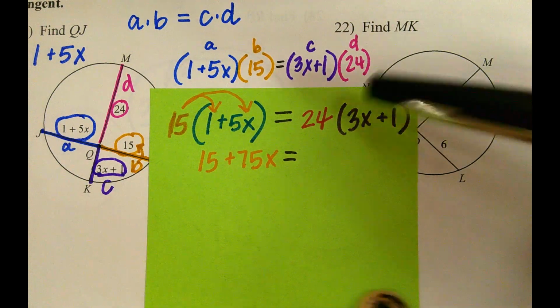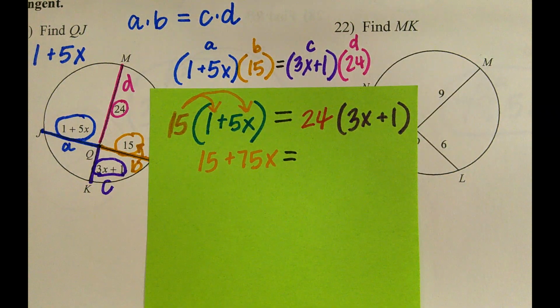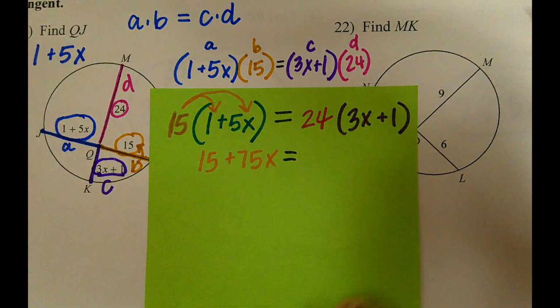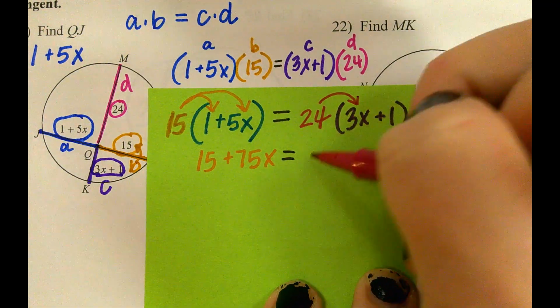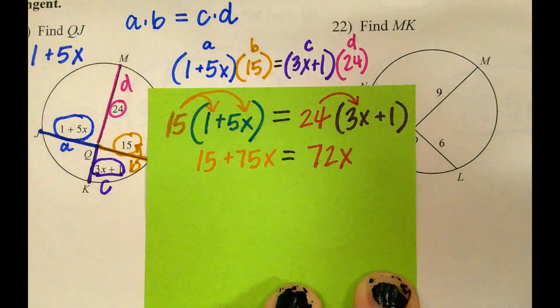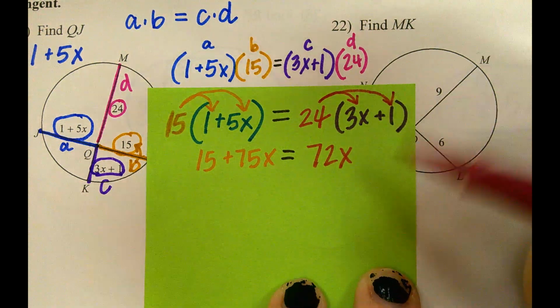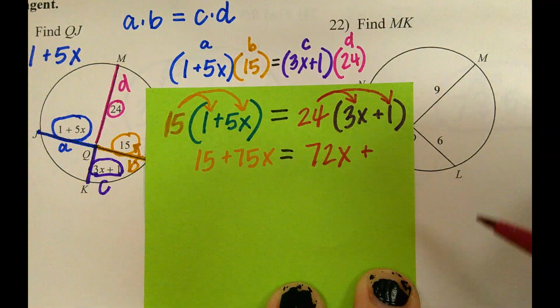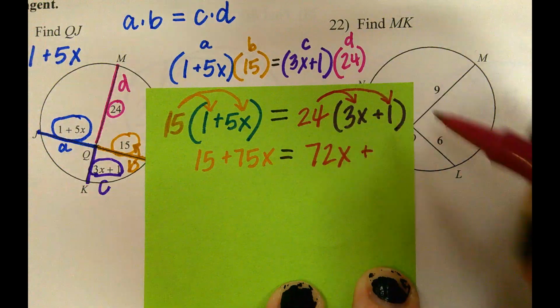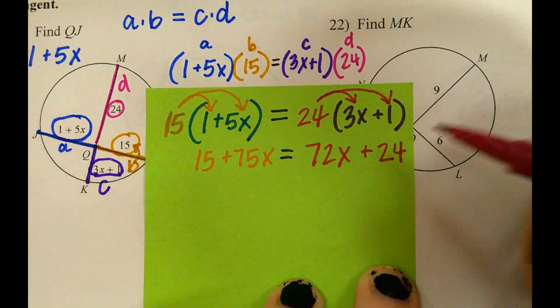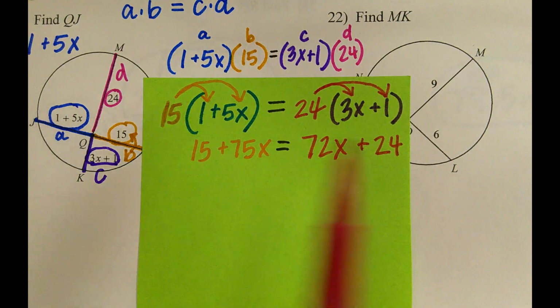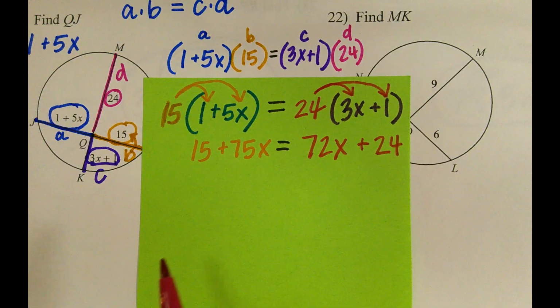We've got 24 times 3x. What will that give me? 72x. Good, 72x. And what's the last term here? 24 times 1 equals 24. Perfect. 24 times 1 is 24. And now we have a slightly less scary equation.